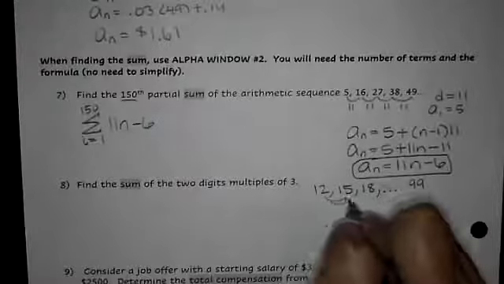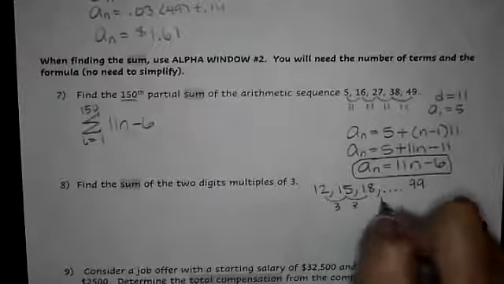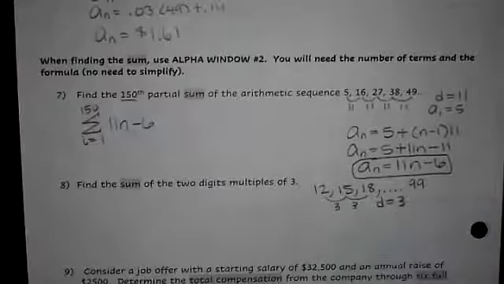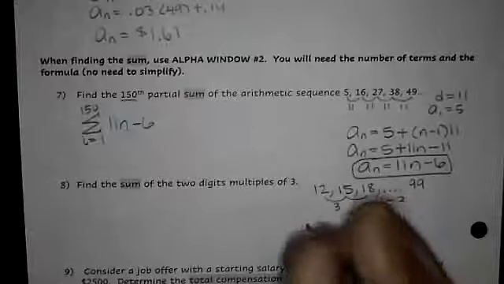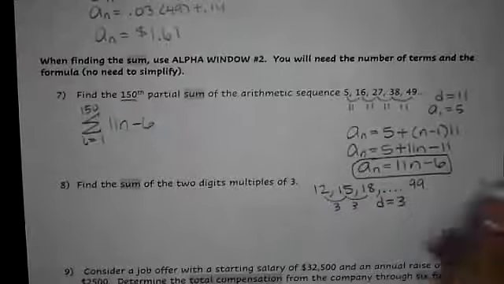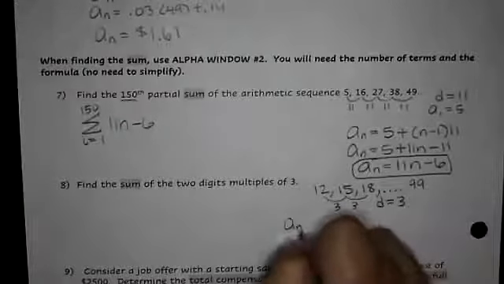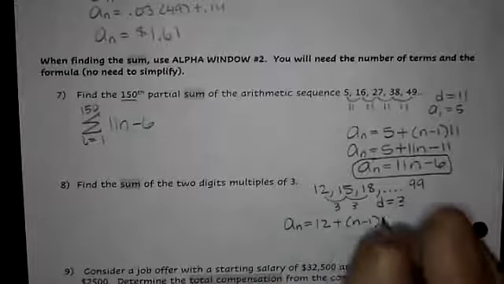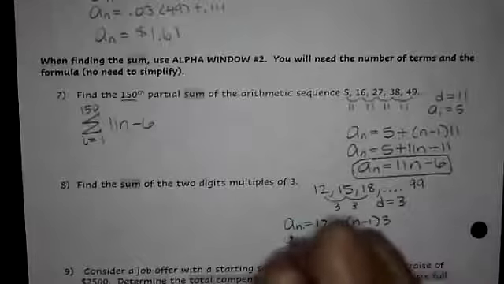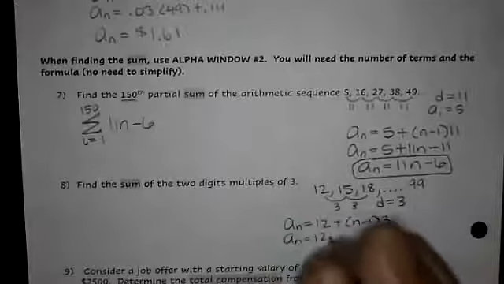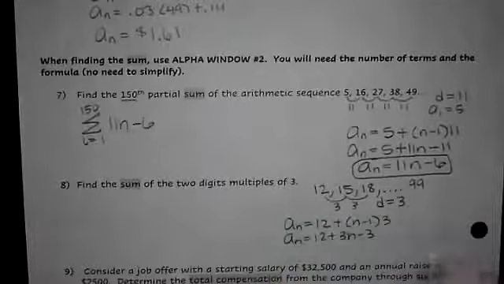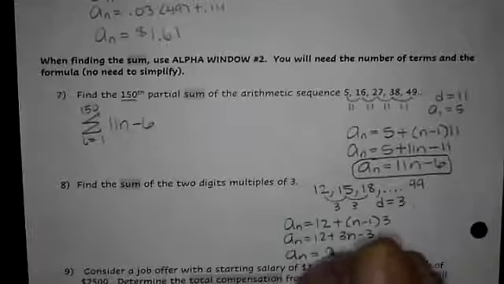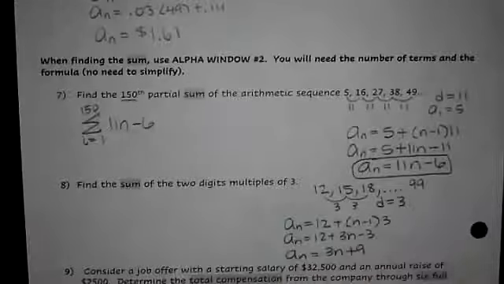So the difference here is 3. So the d value is 3. Our first term is 12. So when we write this, we get 12 plus n minus 1 times 3. I combine my like terms. And so there is our equation.